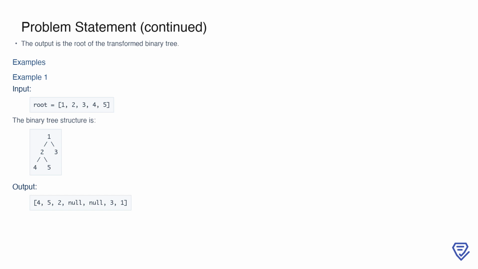Node 5, which was the right child of 2, becomes the left child of 4. Simultaneously, node 2 becomes the right child of 4. Continuing this process, node 1 becomes the right child of 2, and node 3, which was originally the right child of 1, becomes the left child of 2. The output of this transformation, represented as a list, is 4, 5, 2, null, null, 3, 1.